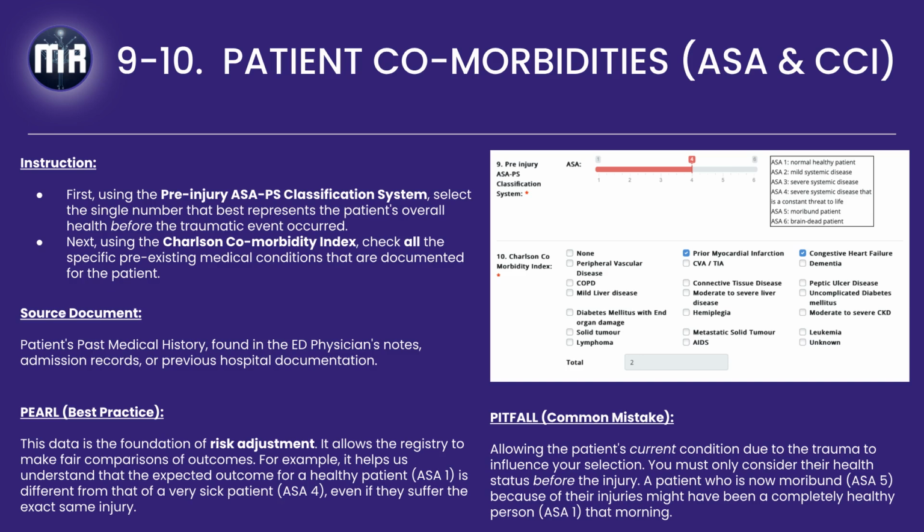For example, a patient who is now moribund and would be classified as ASA5 because of their severe injuries might have been a completely healthy ASA1 just hours before the event. It is their pre-injury status that you must capture. By accurately documenting this baseline health, you ensure the integrity of our registry's quality analysis.